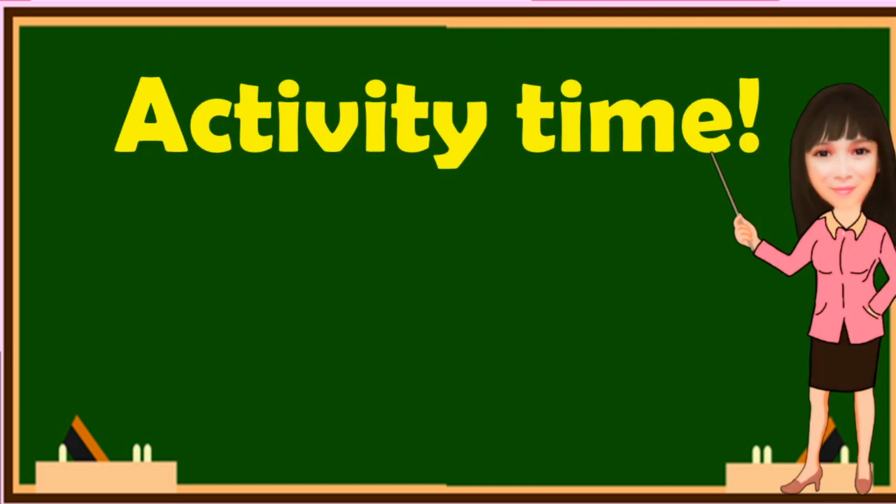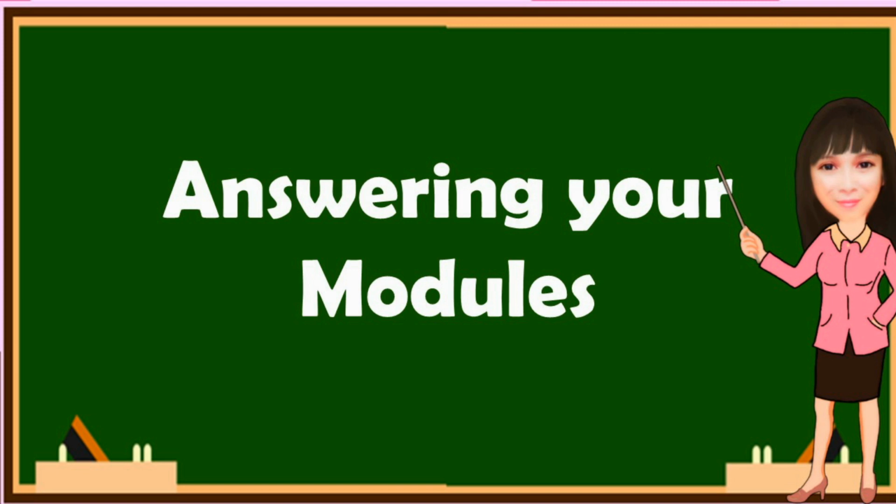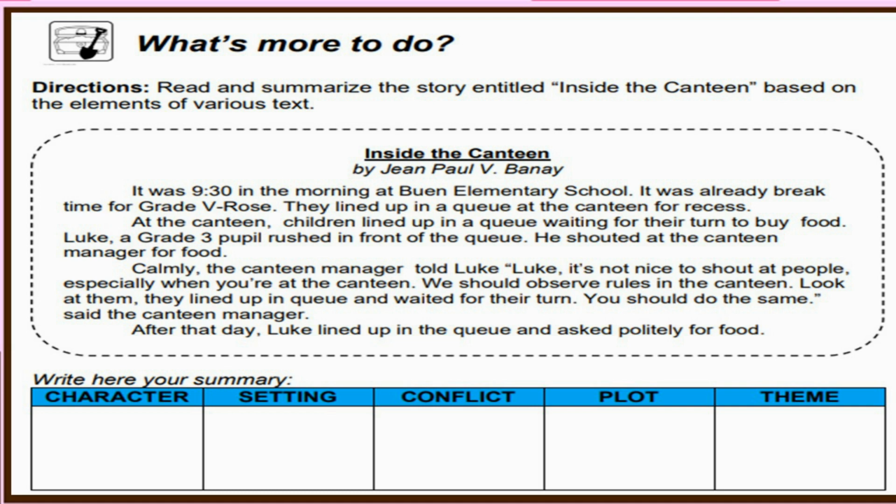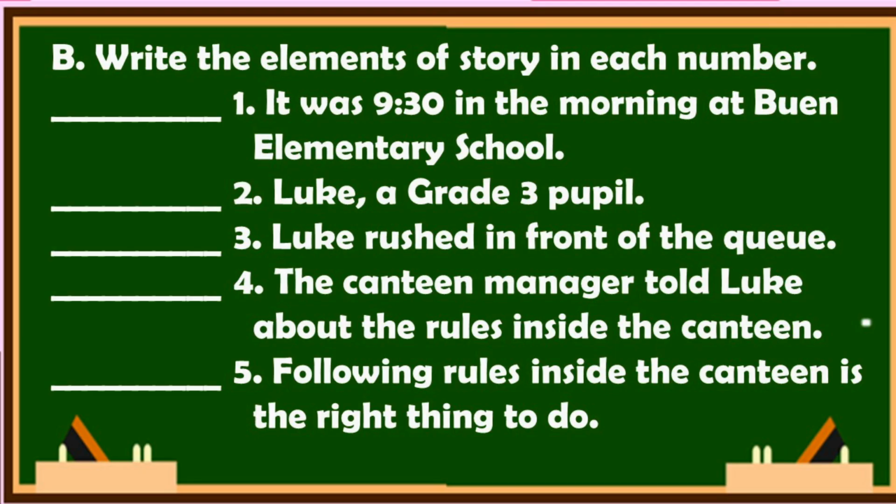Okay, it's activity time. Bring out your modules and start answering. Under What's More to Do, directions: read and summarize the story entitled Inside the Canteen based on the elements of various texts. Below, write here your summary. You're going to write the characters, the setting, the conflict, the plot, and the theme. And then letter B, write the elements of the story in its number.